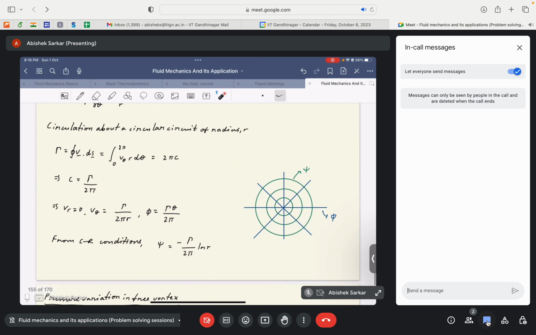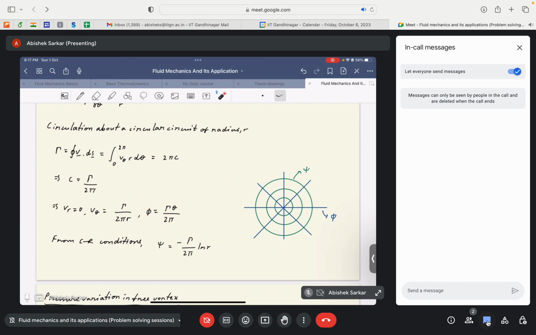So from that we get that Vr equals 0 and v theta will be equal to gamma by 2 pi r. So phi would be equal to gamma theta by 2 pi. From the Cauchy-Riemann conditions we apply the same algorithm. We first find phi because it's much simpler to obtain, then from applying the conditions we find the stream function psi, which is given by minus gamma by 2 pi ln r.